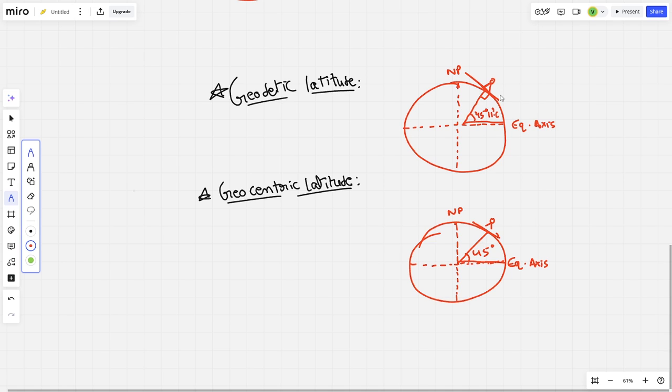So at 45 degrees north and south, that angle is found to be 45 degrees 11.6 minutes. Now if we talk about geocentric latitude, that's the angle that is made between the line joining the observer to the center of the Earth and the equatorial axis. That's 45 degrees at 45 degrees north and south. So the maximum difference is found at this latitude. That's due to the compression of the Earth, which is 11.6 minutes.